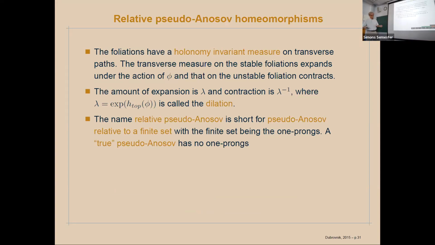All right, so this expansion and contraction has a name, the dilatation, that's connected intimately with the topological entropy. We allow one-prongs, so it's a generalization of pseudo-Anosovs, which have no one-prongs. Allowing one-prongs lets us have pseudo-Anosovs in the identity class, for example.